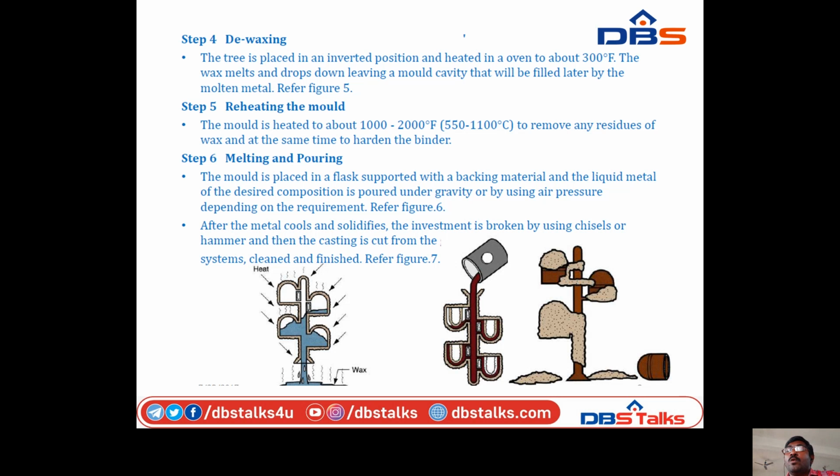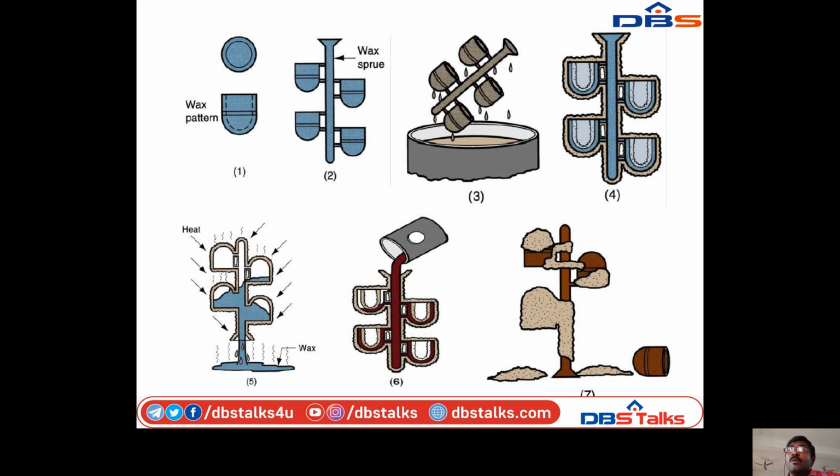After the metal cools and solidifies, the investment is broken by using chisels or hammers, and the casting is cut from the sprue system, cleaned and finished. So we can refer to figure number 7. So overall in these figures we can see the entire process steps.